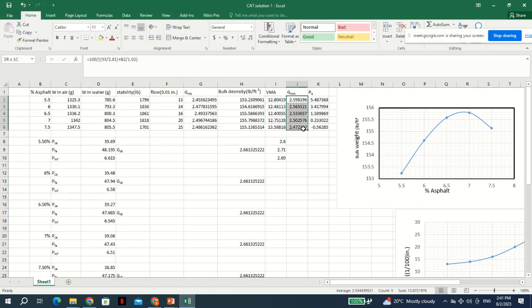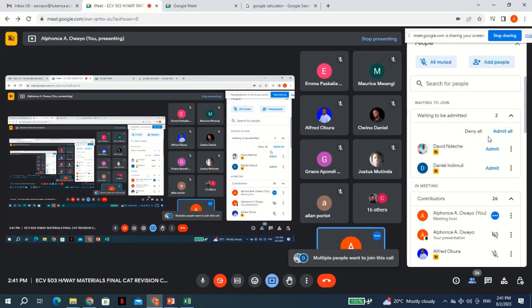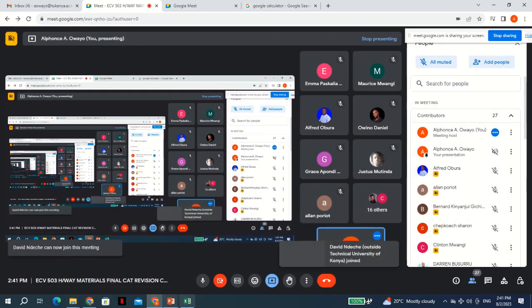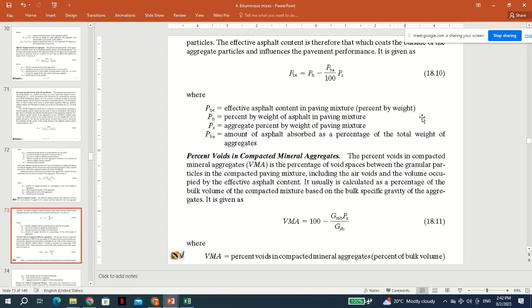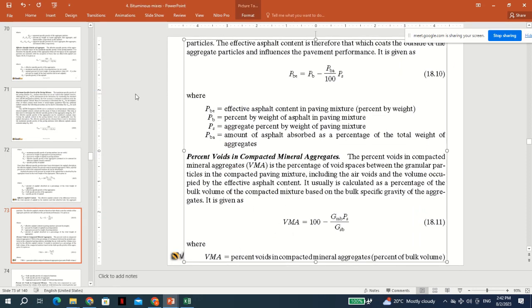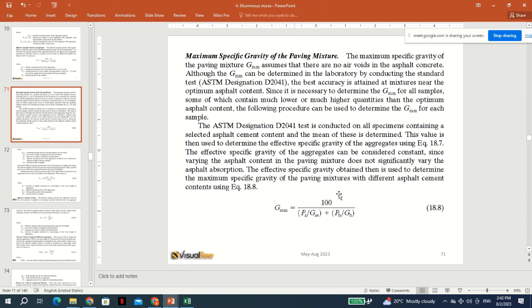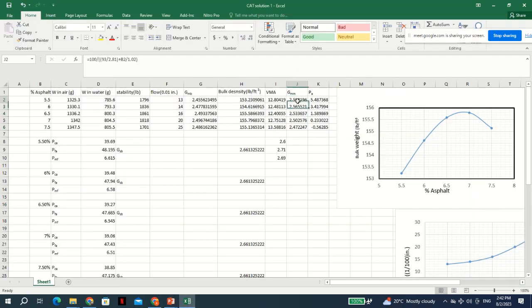And then GMM, you know the formula for GMM. So I won't stress this enough. Please remember those formulas. No one is going to provide them. Those formulas are simple enough that you should be able to remember. So GMM, okay, is 100 over the percentage divided by GSE, and then the percentage of bitumen over the specific gravity of bitumen. So the same thing, 100 divided by the percentage, okay.